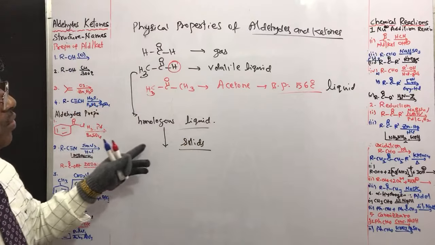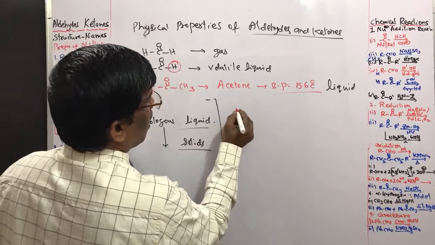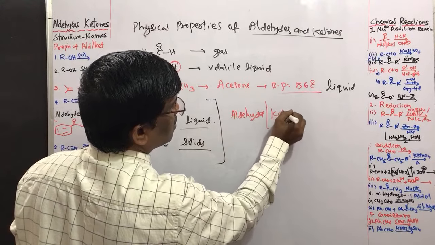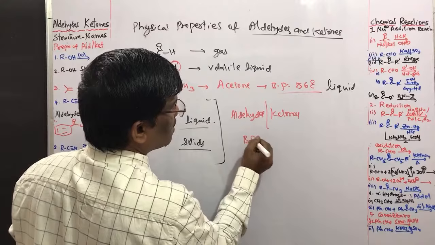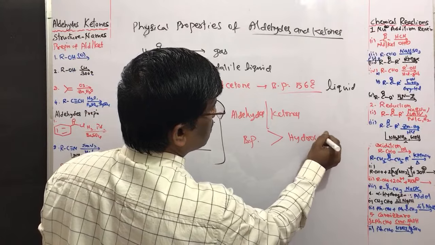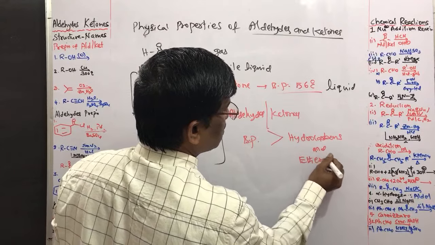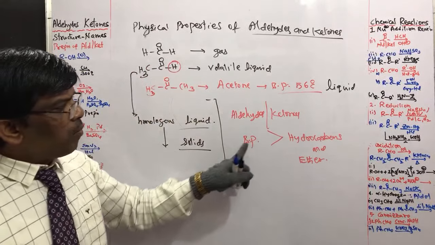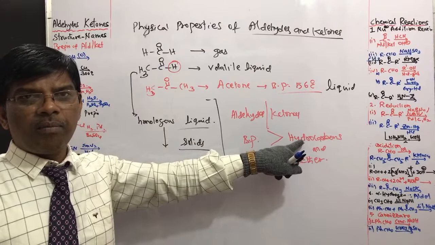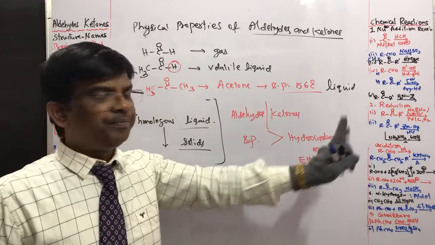Yes, students. So the key point you have to focus on is aldehydes or ketones: boiling points are higher than hydrocarbons and ethers. So boiling points of aldehydes and ketones are higher than these hydrocarbons and ethers. What are the hydrocarbons we have learned? For example, alkane, alkene, alkyne, and benzenes.